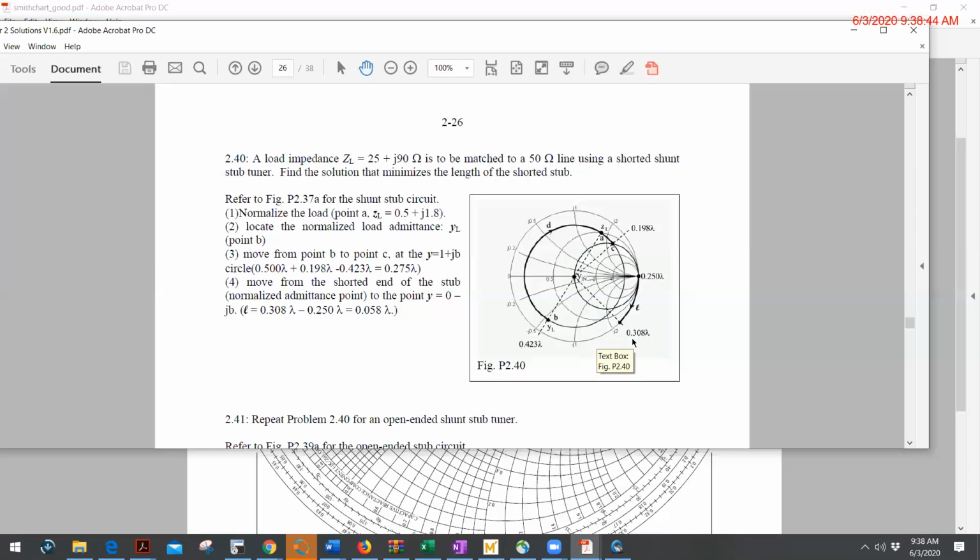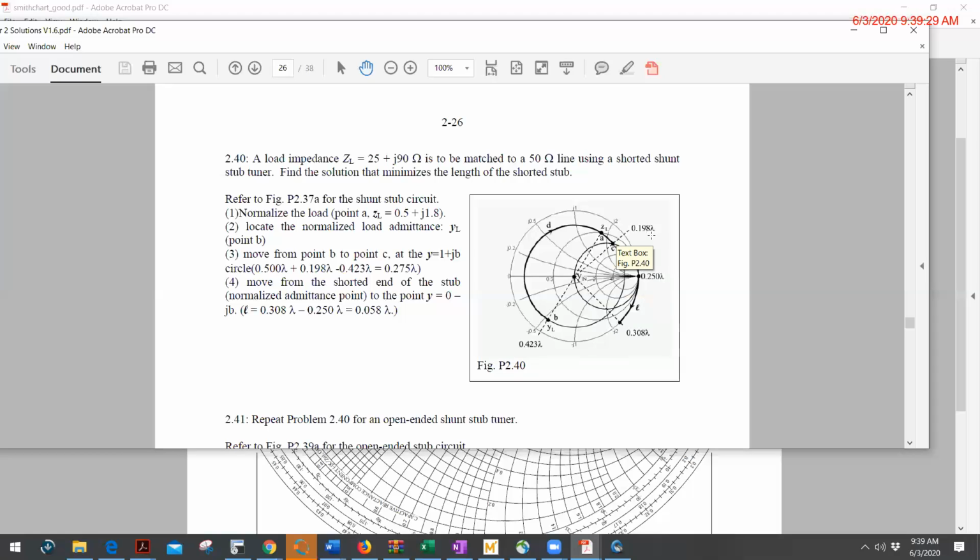And what is that? Let's see, 0.25, 0.30 to 0.05. So it's 0.048. Is that right? Lambda? If you take 0.25 from 0.308, what do you get? 0.058. So that's how far you move, agreed? And then you would connect your shorts. I mean, you're basically going to move from here to here. So you're going to move from 0.423 lambda to whatever this point is, 0.198 lambda.